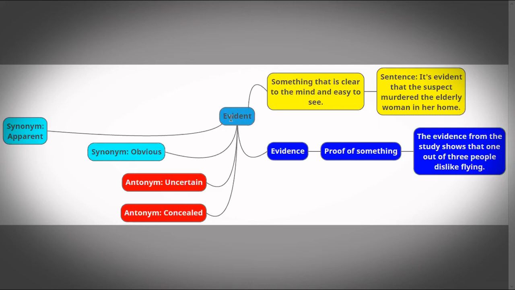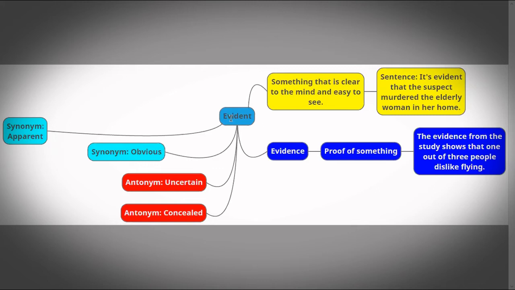Then I had 2 branches in red, and these are both antonyms. And that means, again, that they are words that have the opposite meaning. So I wrote uncertain and concealed. And then I have 2 synonyms, obvious and apparent. And I included all of these elements to help me better understand the word evident.